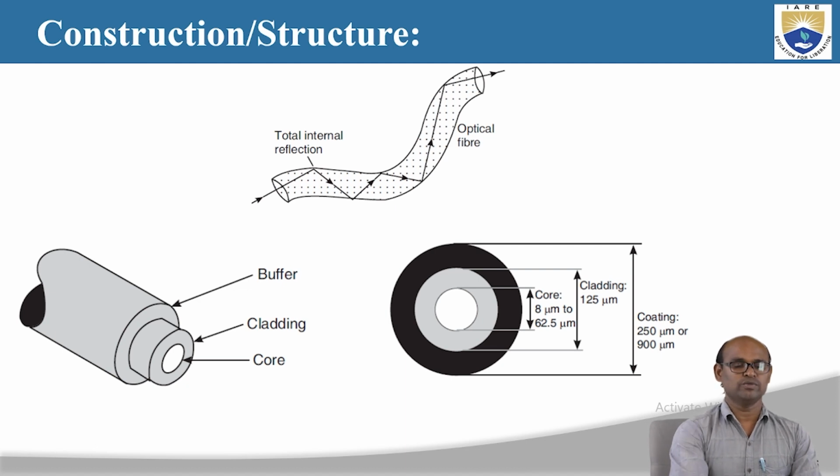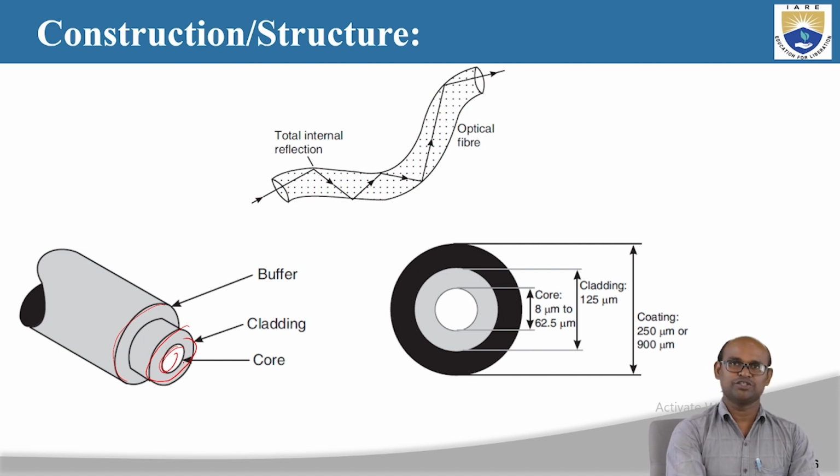So now I am going to discuss the construction or structure of optical fiber. So what is the construction of optical fiber? What are the different parts of optical fiber? Okay, so we can clearly see this is the optical fiber, and this is in the form of a cylinder, and there are three layers of this cylindrical shape.